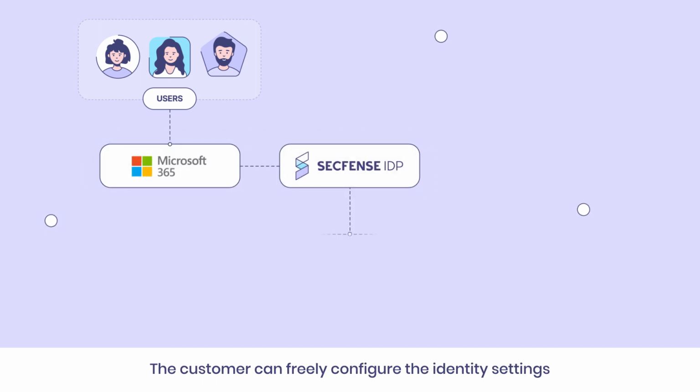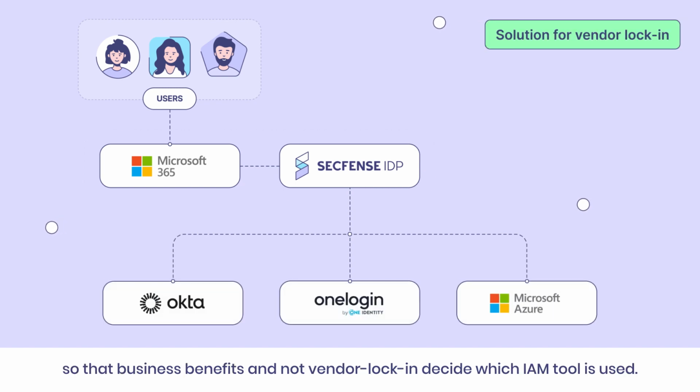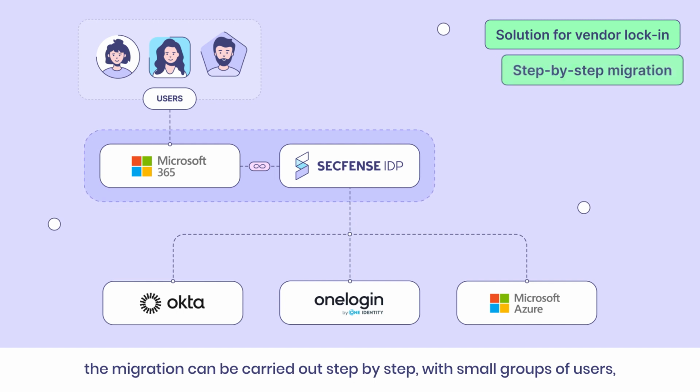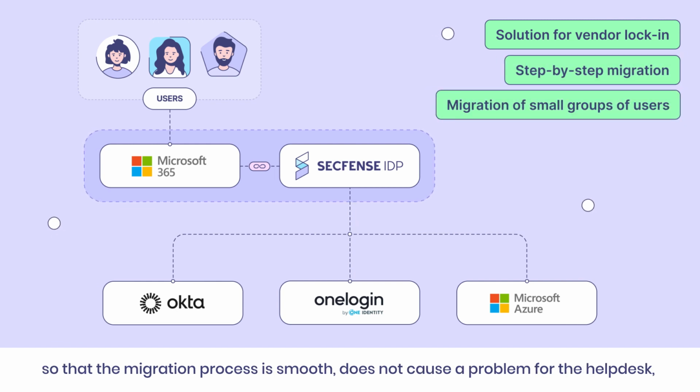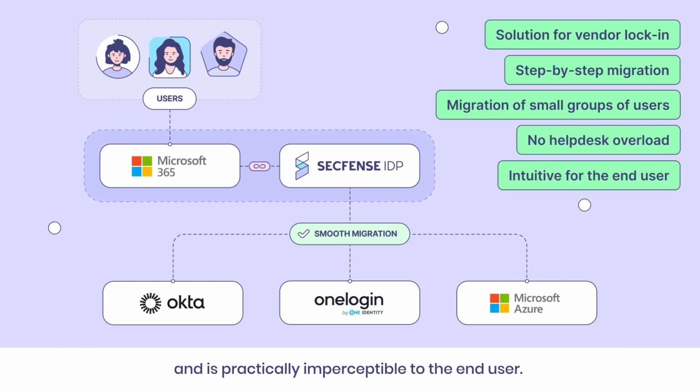The customer can freely configure the identity settings so that business benefits and not vendor lock-in decide which IAM tool is used. If in turn the company decides to migrate from one IAM tool to another, the migration can be carried out step by step, with small groups of users, so that the migration process is smooth, does not cause a problem for the help desk, and is practically imperceptible to the end user.